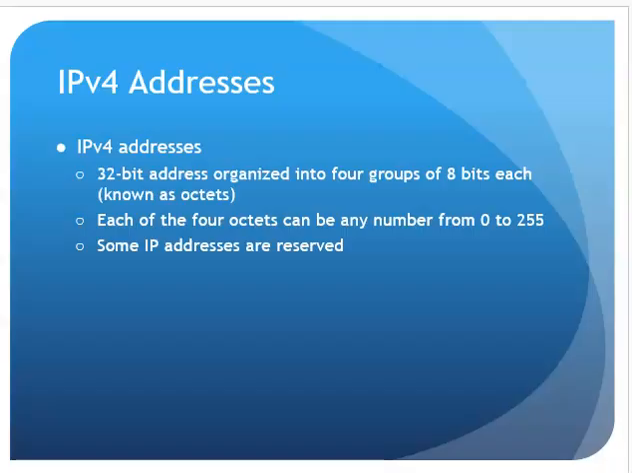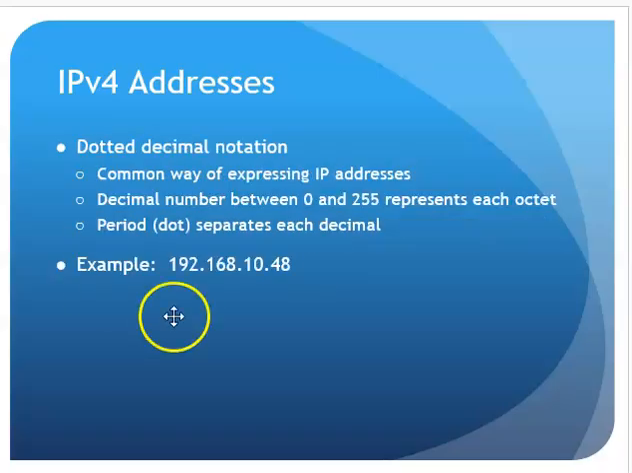IPv4 is a 32-bit number, broken into 4 pieces of 8 bits each. That's convenient. Each of those 8 bits is an octet, and for each octet I have a decimal number that I use to represent it. That's why we end up with 4 decimal numbers with periods in between. Those decimal numbers range from 0 to 255. Typically, this is how I see my IP version 4 address.